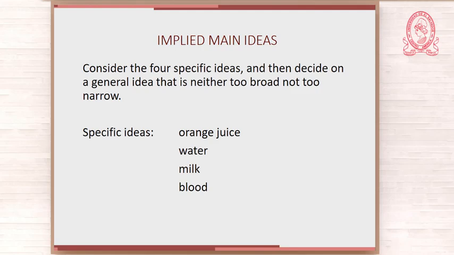The specific ideas are orange juice, water, milk, and blood. Langan explains that at first glance, it might seem that the general idea of these specific ideas is beverages, but blood does not fall into that category. So, you must use a broader general idea to include blood. Thus, the general idea here is liquids.